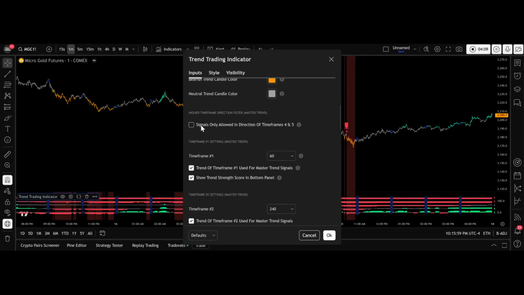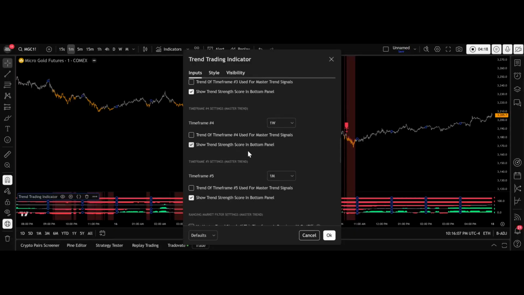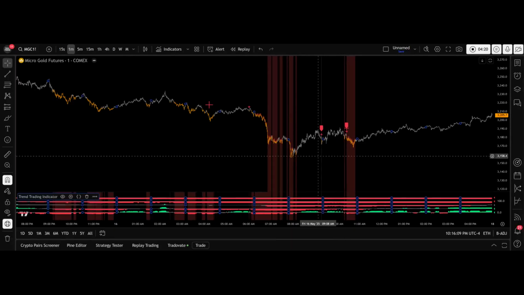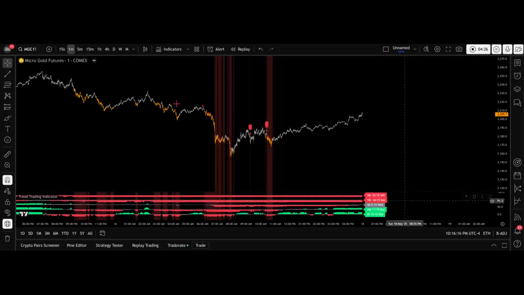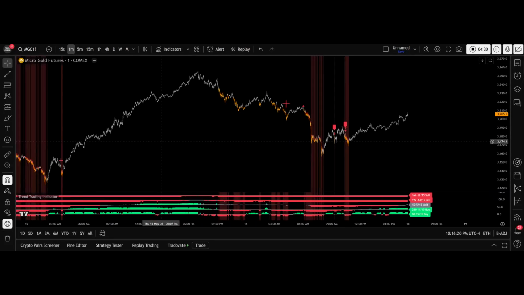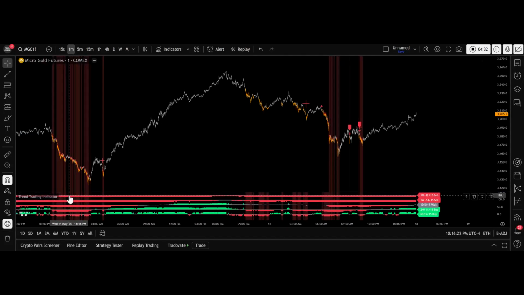This setting right here is enabled by default. This signal is only allowed in directions of time frame 4 and 5, which are going to be your highest time frames. You can see here down at the bottom, these are going to be the overall. We have the monthly and weekly as time frames 4 and 5. Since these are red across this entire thing, you're not going to get any uptrend signals when you have that setting enabled.